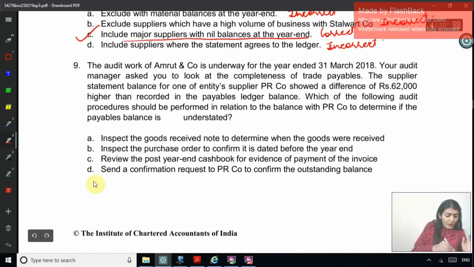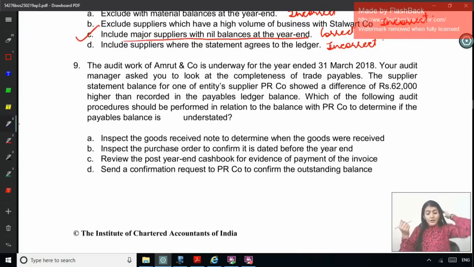The audit work of Amrut and Company is underway for 2018. Your audit manager asked you to look at the completeness of the trade payable. The supplier statement balance for one of its sub-entity suppliers, PR and company, showed a difference of 62,000 higher than that recorded in the payable ledger balance. So again, payables are under recorded.